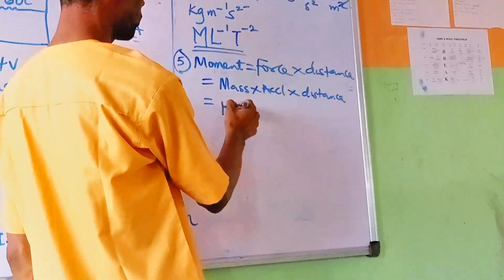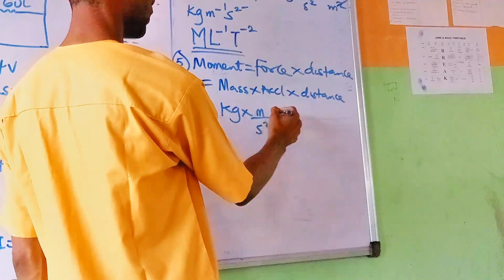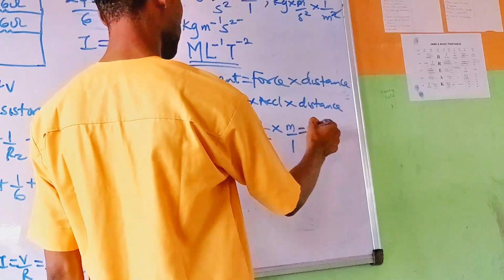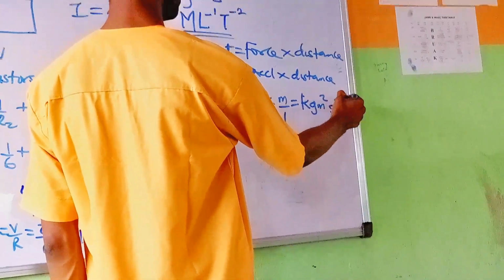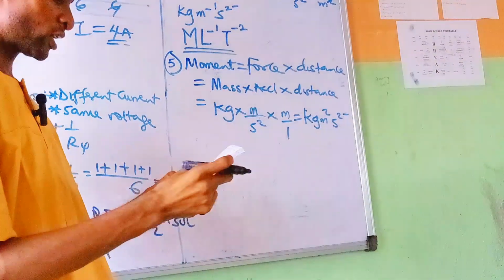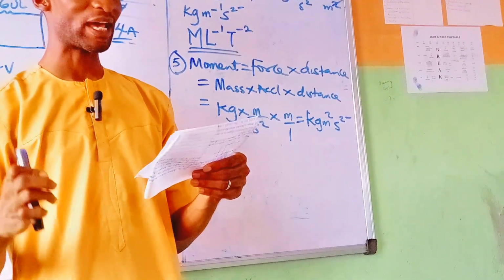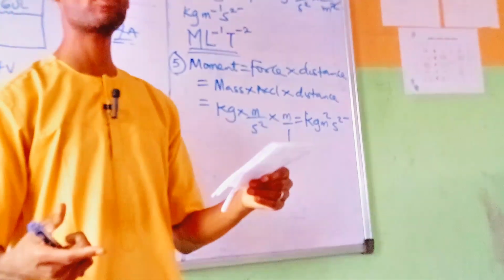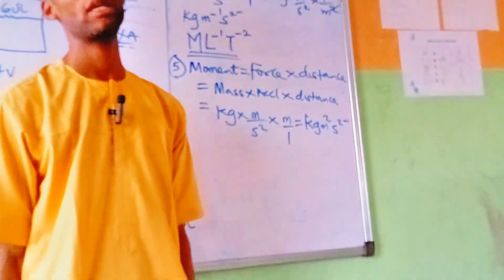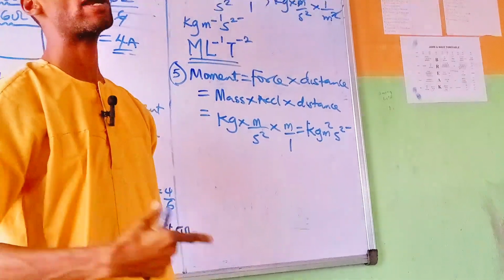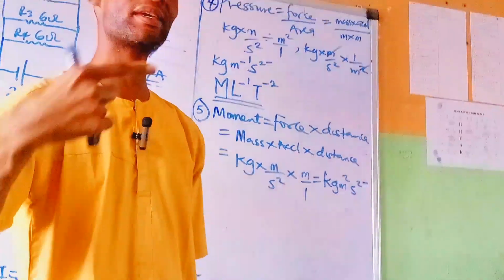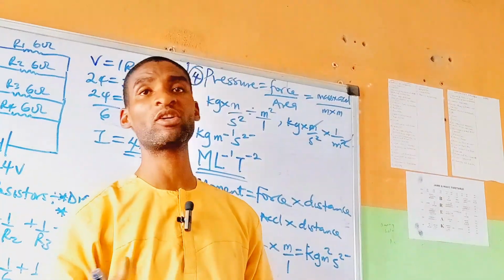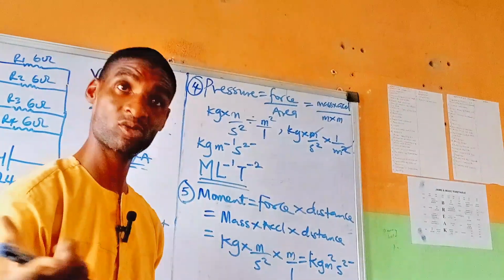And your mass is what? Kilogram. Acceleration is meter per second squared, times distance in meters. So if you're going to rewrite this, it's going to be kg m^2 s^-2. So the question says, which of the following has the same dimension as moment of force? It is not impulse. It is not momentum. Impulse and momentum have the same SI unit. So if your answer is momentum, you are wrong. If your answer is impulse, you are wrong, because impulse and momentum have the same SI unit. The other options we have here are work done and force. Force is wrong. The answer is work done.